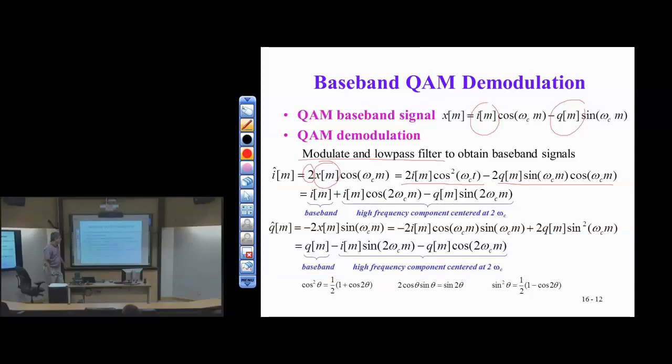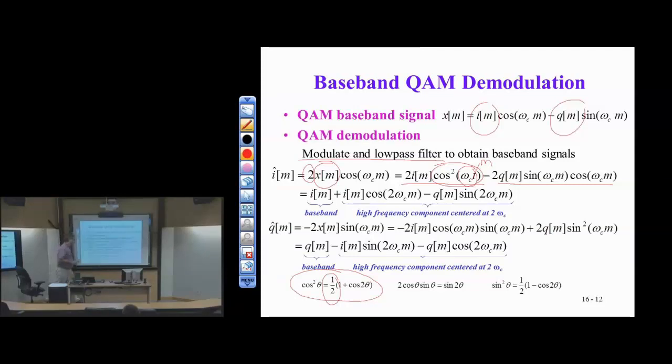I can use some trig formulas here to help me out. So here's the cosine squared formula, so I can replace the cosine squared term with a DC offset of 1/2 times 1 plus cosine of 2 theta. So we see that here. If I multiply through by I of M, I get I of M times 1 plus I of M times cosine of 2 theta, and theta here is omega C times M. Oh, that's a mistake. That T got left over from an earlier version of the slide. That should be an M.